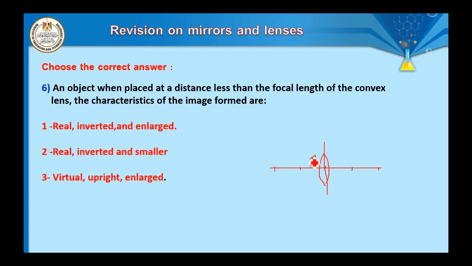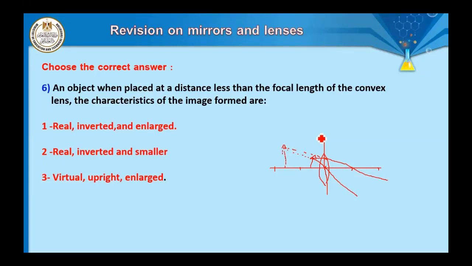You must draw straight lines through the convex lens. The first ray passes parallel to the principal axis. It will refract passing through the focus. And the second straight line passes through the optical center. There is no intersection point between these refracted light rays, so we will draw an extension for these rays. What happens? These rays will intersect behind the object to form this image.